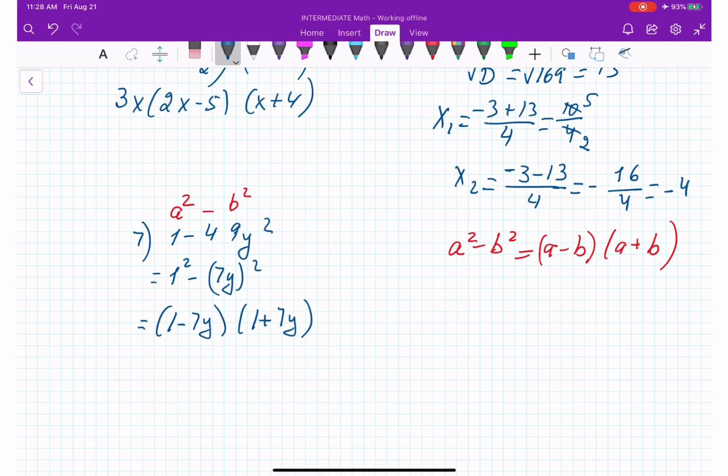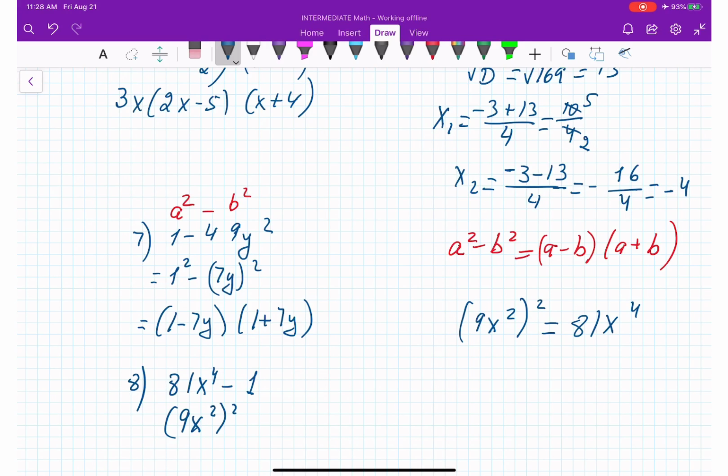All right, moving to question number 8. Okay, what do we have? 81x to the 4 minus 1. Okay, we're going to represent it the same way as a squared minus b squared, with the difference that my a is going to be 9x squared, because if I raise 9x squared to power 2, it is equal to 81x to the 4, right? Okay, and minus 1 squared, I can put just like that, minus 1 squared.